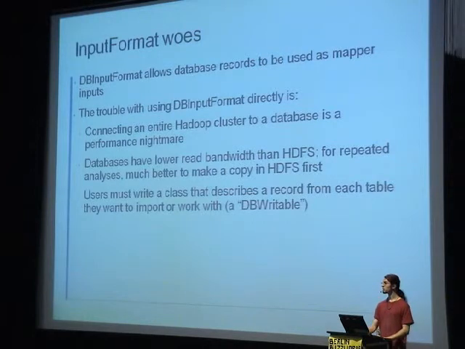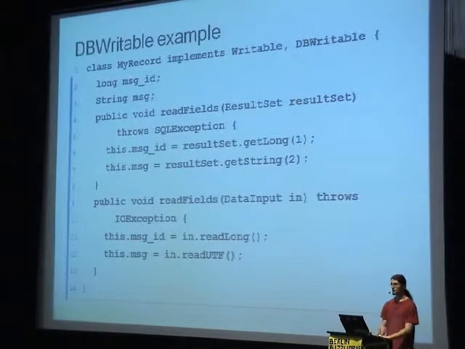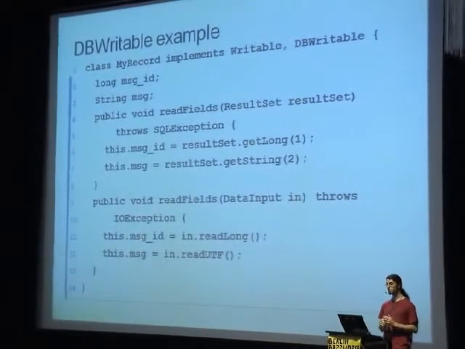The final trouble with using the database input format directly is that you need to be able to marshal data from the JDBC-based cursor API that you get to access the data into a format that Hadoop can understand and marshal around with its own RPC framework. This type of class is called a DBWritable. Here's an example DBWritable, which can interpret a record from a database that has two columns.